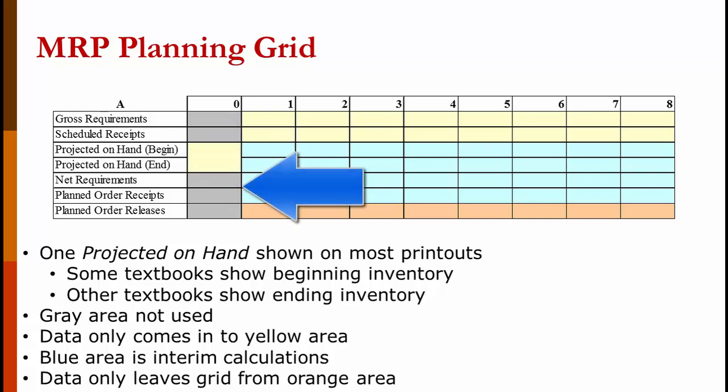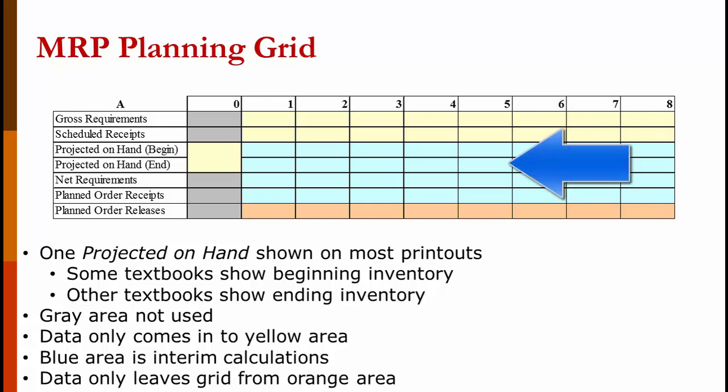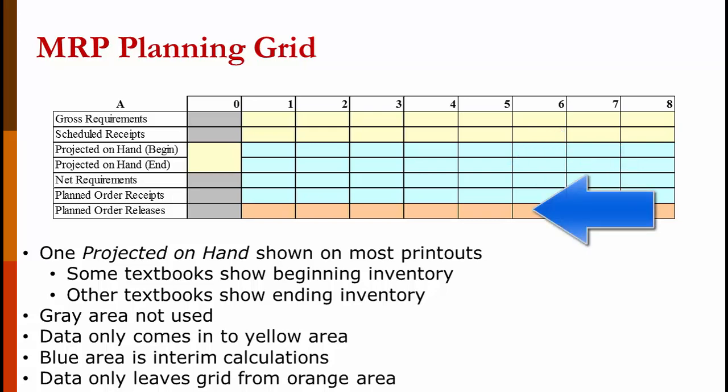The gray areas aren't used at all. Data only comes into the grid on the yellow area. The blue area are interim calculations. In other words, once you get the answer, you could erase them. I mean, don't do that. Your instructor might want them, but you don't need them after you've done the calculations. And data only leaves the grid from the orange area. In other words, it's only the numbers in the orange area that flow into another planning grid.